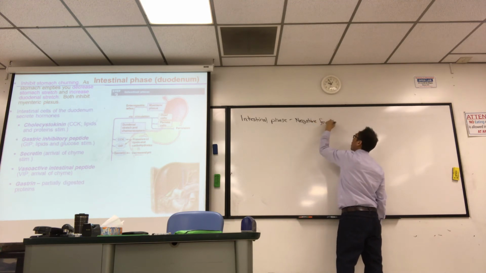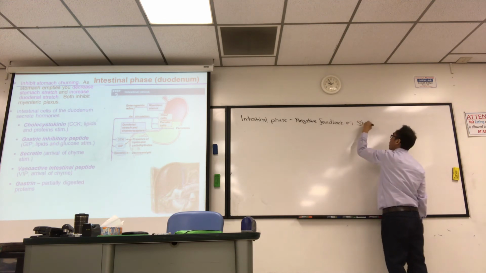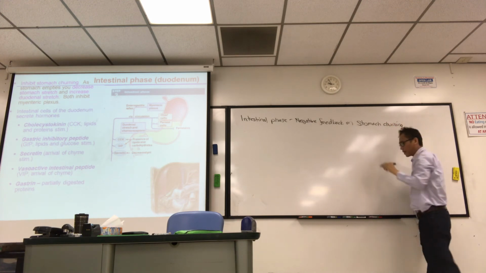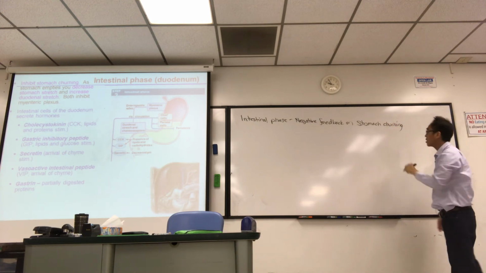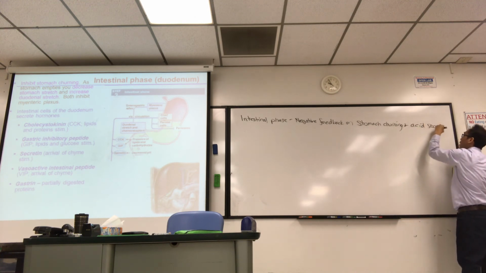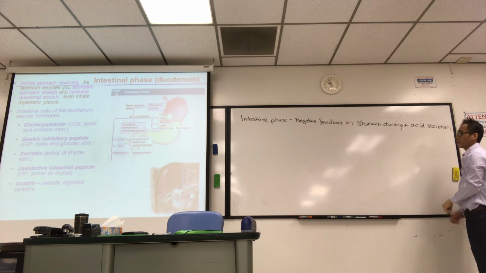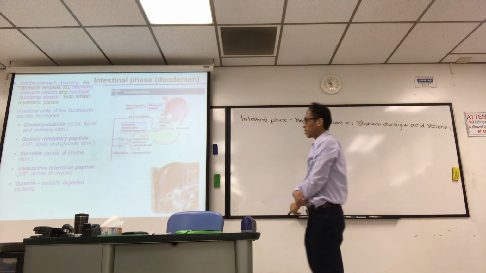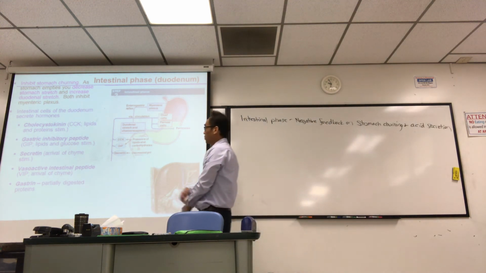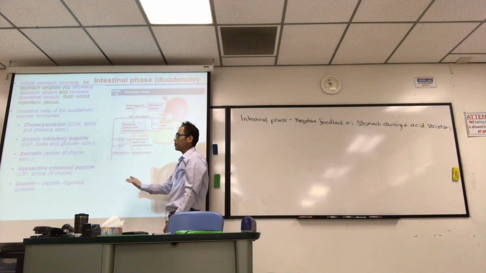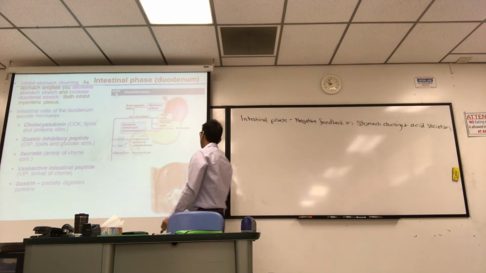Negative feedback on stomach churning, as well as acid secretion. Putting on the brakes. You're trying to inhibit the stomach, trying to slow it down as it empties into the duodenum. The hormones that are secreted depend on what's in the chyme, what's in the food you ate.